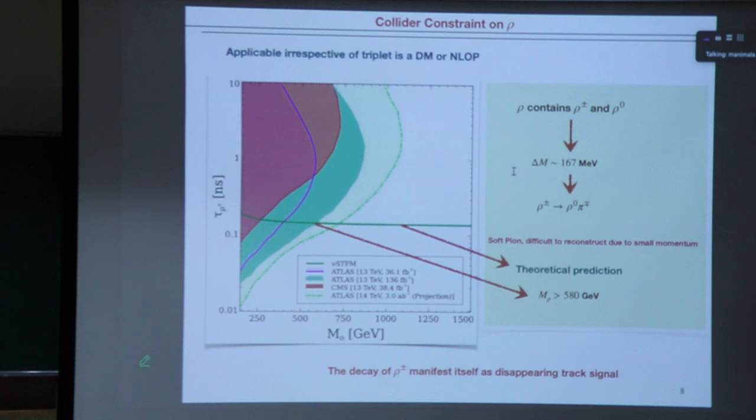The first constraint is, of course, the collider constraint. Rho contains rho plus minus and rho 0, and rho plus minus decays to rho 0 and a pion. This pion is very soft, and therefore this will manifest itself as a disappearing track signal. So there is a bound around 580 GeV from ATLAS searches.